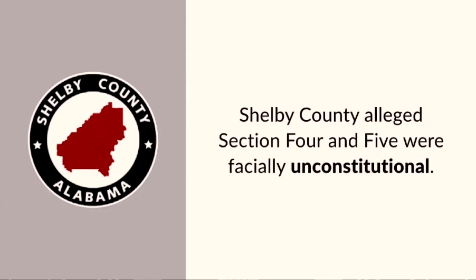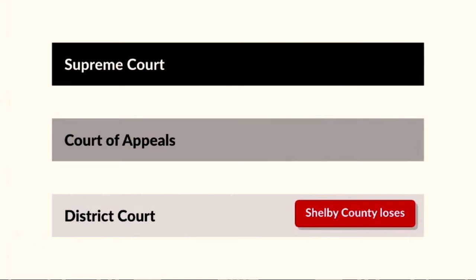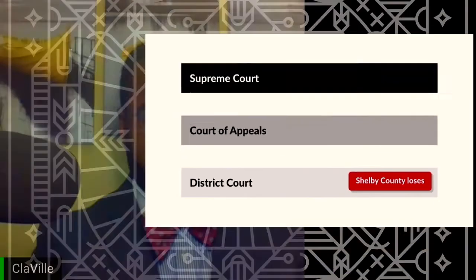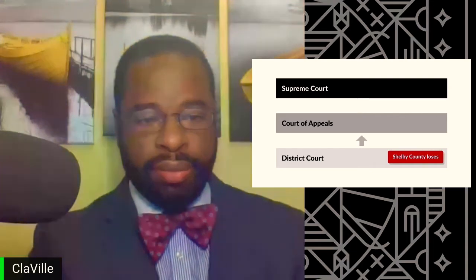Armed with this data, Shelby County, located in the covered state of Alabama, sued the United States. Shelby County alleged that Section 4 and 5 were facially unconstitutional and asked for a permanent injunction against their enforcement. The district court disagreed with Shelby County, finding that the evidence before Congress in 2006 was sufficient to justify reauthorizing Section 4 and 5. The United States Court of Appeals for the D.C. Circuit affirmed.